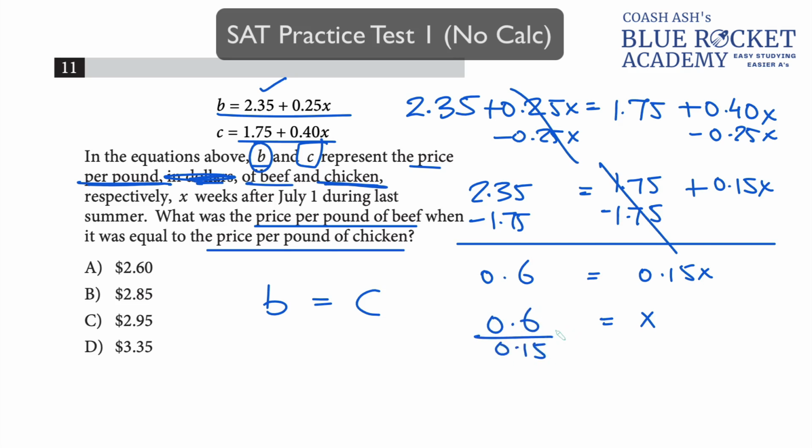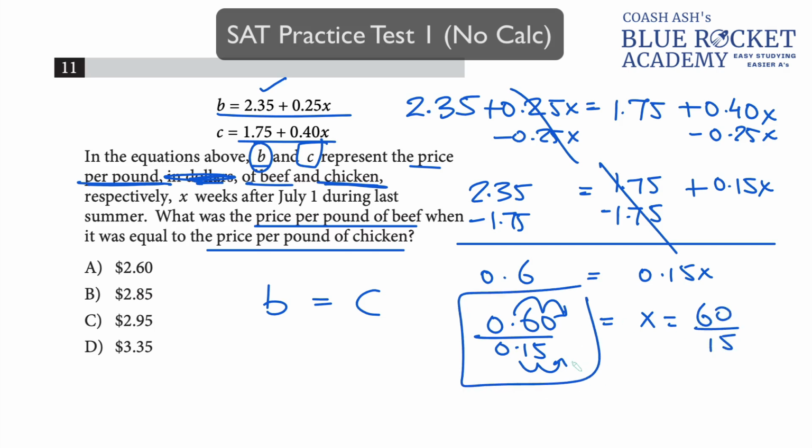Now this math can get a bit complicated, but what you can do is move the decimal two places. So you move the decimal here, you move the decimal here. So what do you get? This is a 0 here, so you're going to get x is equal to 60 over 15. Remember, this decimal movement is also important. 60 over 15 gives you the answer of 4.